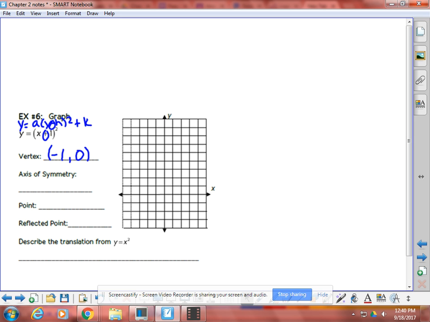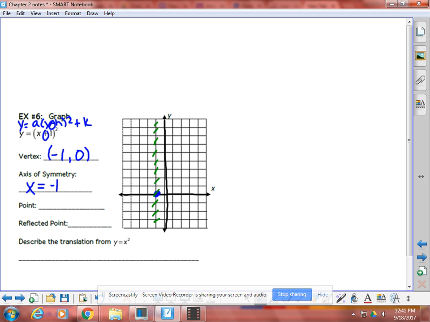So let me redraw my origin again. Back 1 and up 0 is right here. So my axis of symmetry is at x equals negative 1. What I mean by that is this is a dotted line that goes up like that, and that's our axis of symmetry.